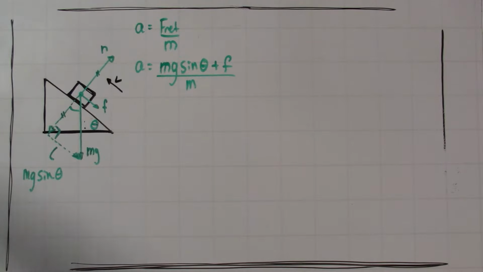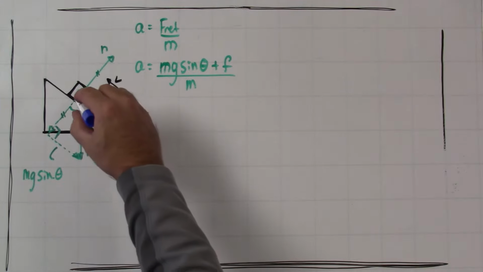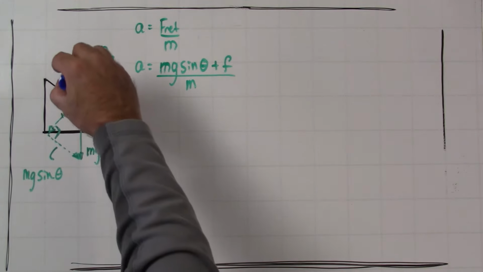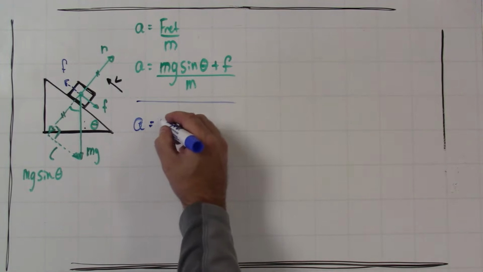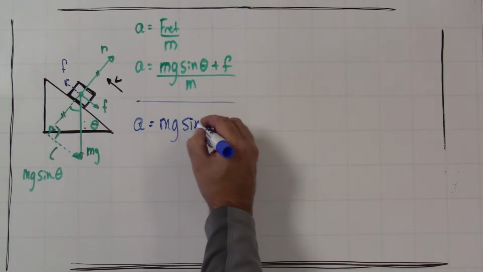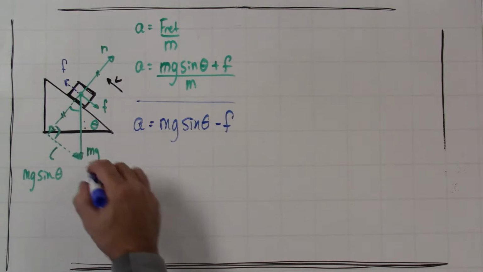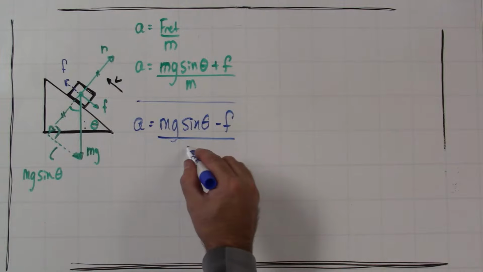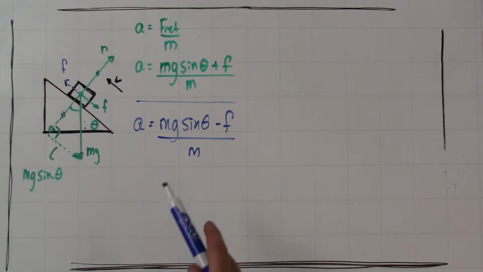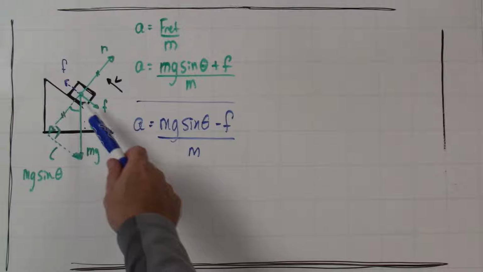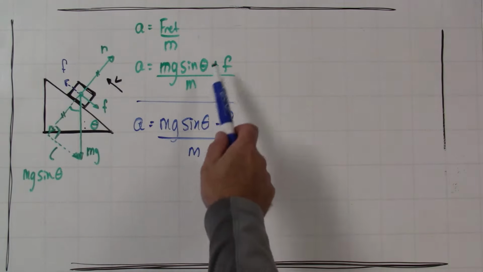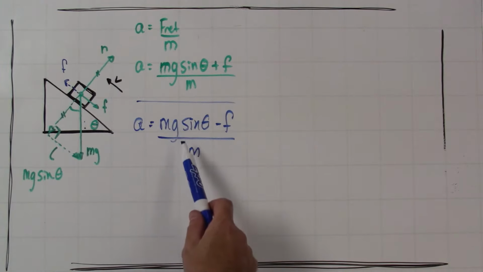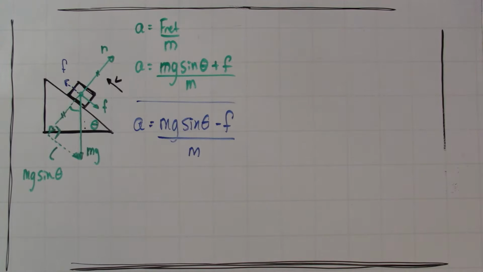If we were to consider the block moving down the ramp, then we would have the frictional force, again, opposite here. And going down the ramp, the acceleration would be equal to mg sine theta minus f, because this time they're in opposite directions, over the mass. And so therefore, the acceleration when it's on the way up the ramp is an addition, and here it's a subtraction. So clearly the acceleration on the way up the ramp is more than the acceleration on the way down the ramp.